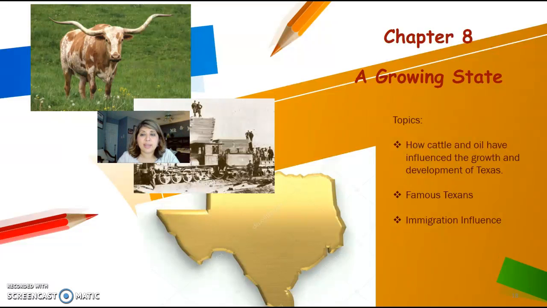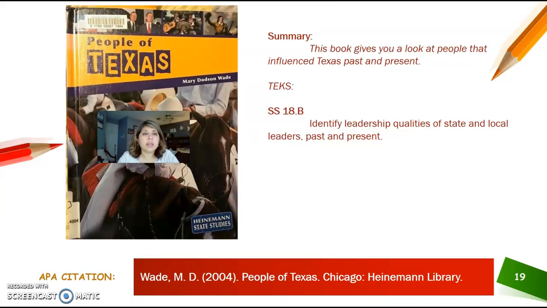Chapter 8, A Growing State. The topics are how cattle and oil have influenced the growth and development of Texas, famous Texans, and immigration influence. I chose People of Texas, Mentor Text. This book gives you a good look at how people influence Texas past and present.